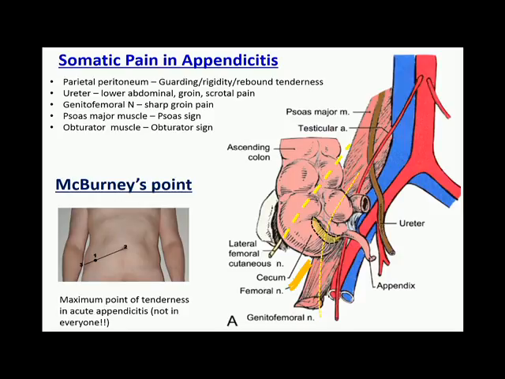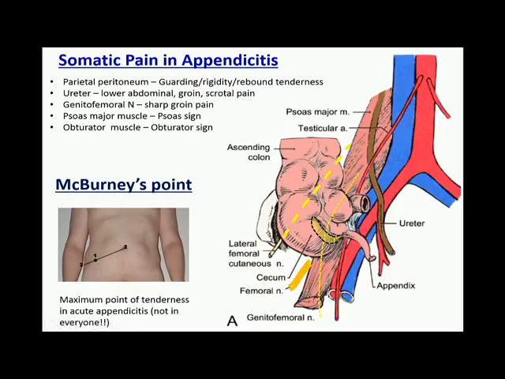Then rebound tenderness, another sign of peritonism. Here the pain is elicited when you palpate the abdomen with a deep palpation and then take your hand off suddenly. That sudden release provokes the inflamed peritoneum and causes pain. So that is rebound tenderness. These three, guarding, rigidity and rebound tenderness, indicate peritonitis.